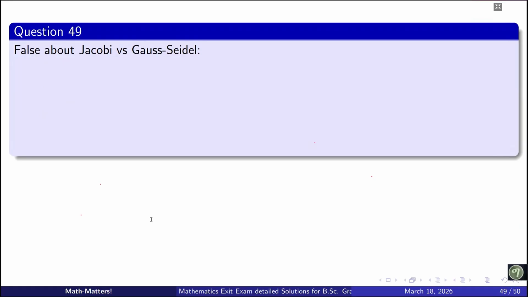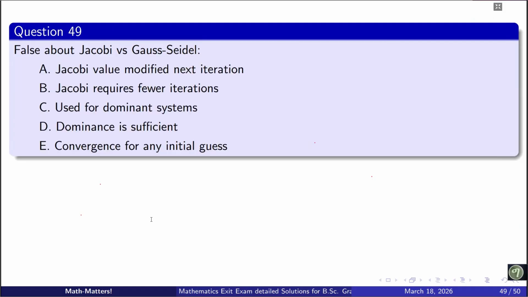This question is selecting a false statement about the Jacobi versus Gauss-Seidel method, in numerical analysis. First one: Jacobi values are modified in the next iteration. Second: Jacobi requires fewer iterations. Third: for dominant systems, diagonal dominance is sufficient for convergence for any initial guess.